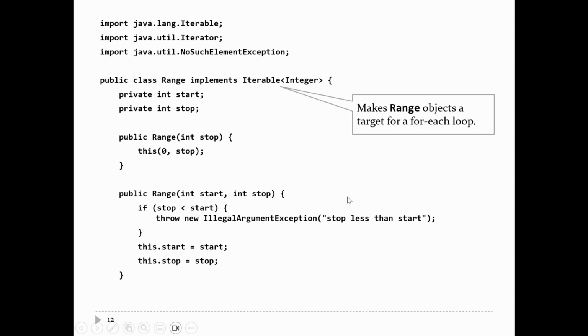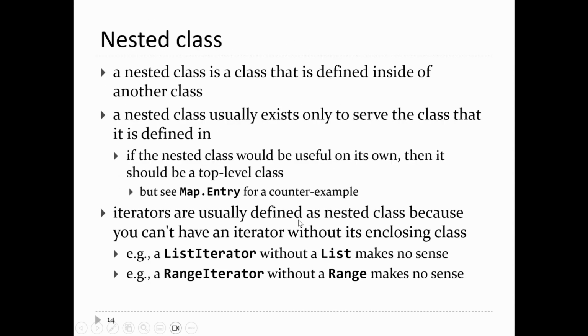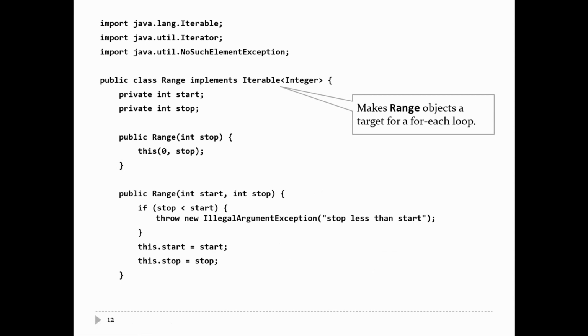All right, so you can make a class that represents a range of numbers. To do this, you make a class called range. I want a range to be a target of a for each loop, so I can say that it implements iterable.